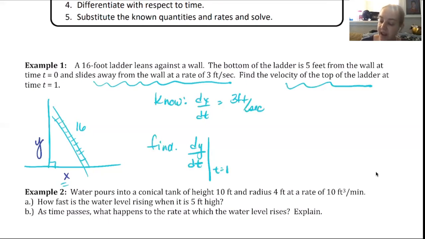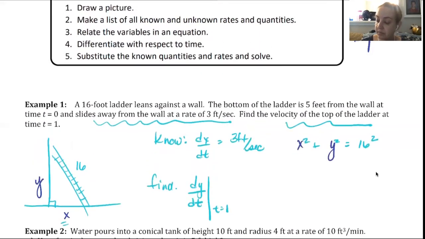Well, I see a right triangle and some unknown sides. It's your Pythagorean theorem. So x squared plus y squared is equal to 16 squared. You can also call that c squared for the length of the ladder, but it doesn't have a rate of change, and that's how we labeled it yesterday. Now that I have my geometry, I drew the picture, check. Made the list of the unknown and known rates, check. Relate the variables in an equation, check, did that.